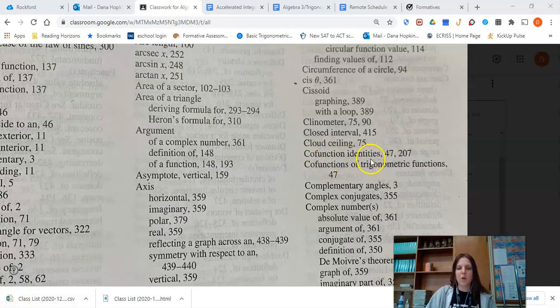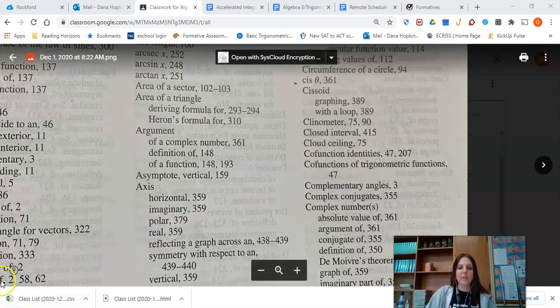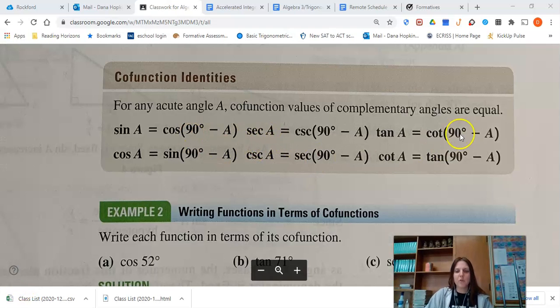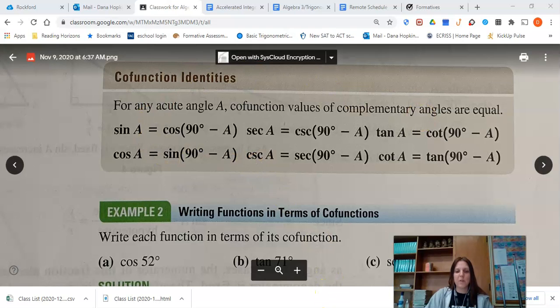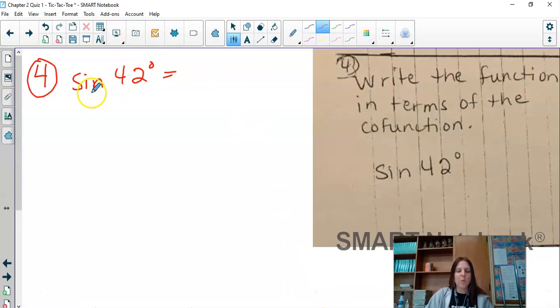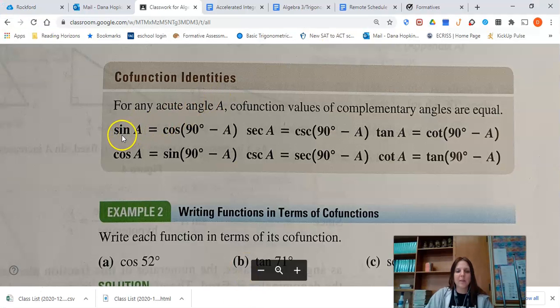So this says the cofunctions are on page 47. Also 207, but we haven't gotten there yet, so page 47. So these are the cofunctions that I'm working with on page 47, and I'm looking for the one that says sine of some angle equals. So let's look for the one that says sine of some angle equals. It's this one. The sine of an angle is equal to cosine of 90 minus that same angle.